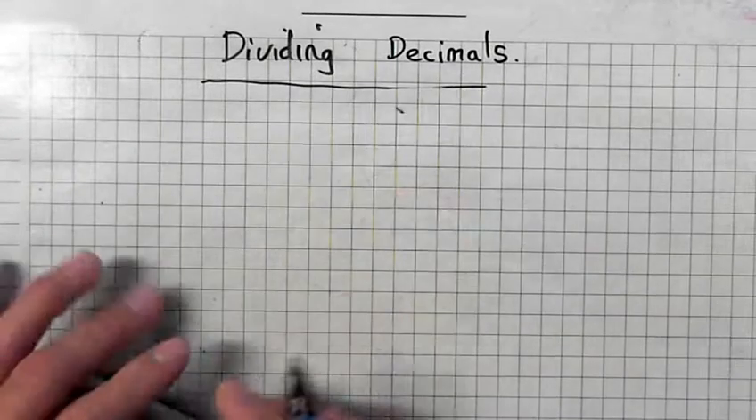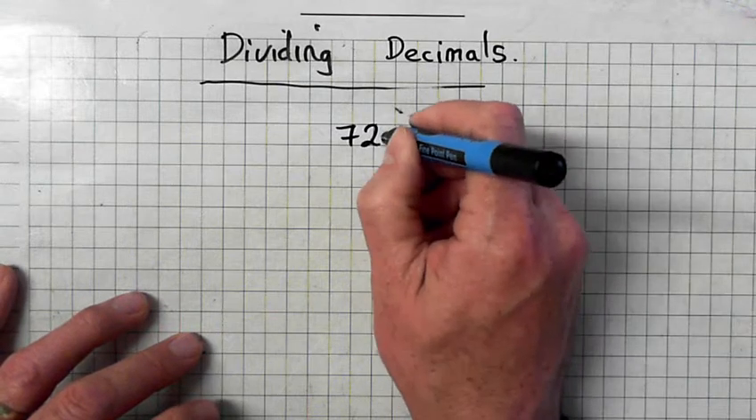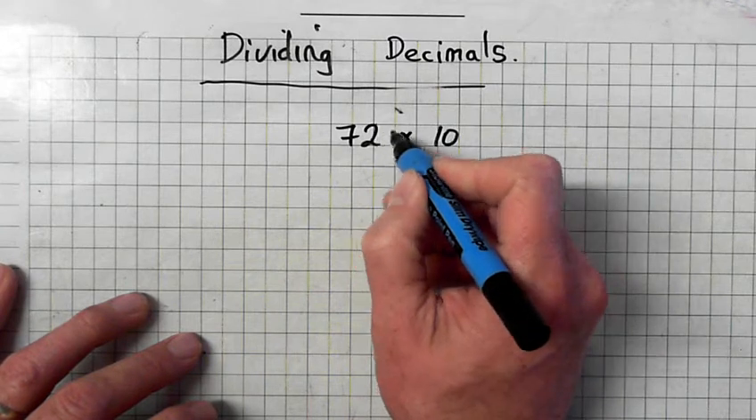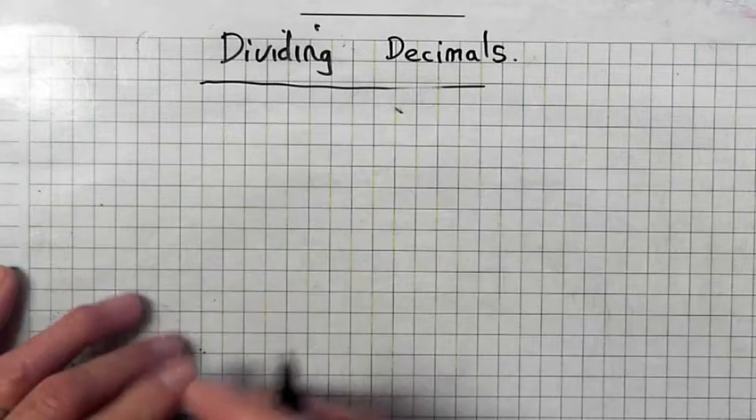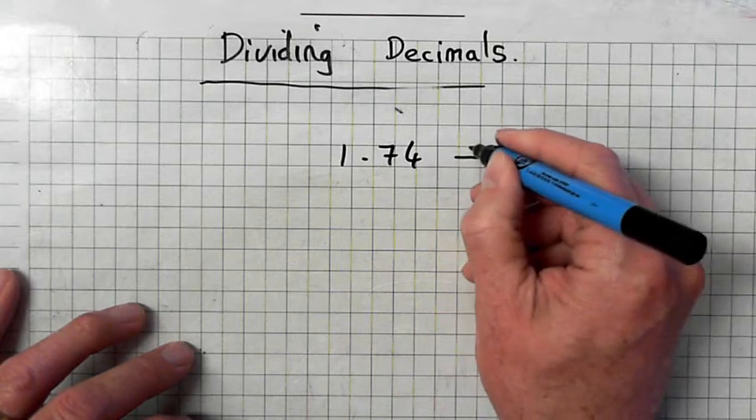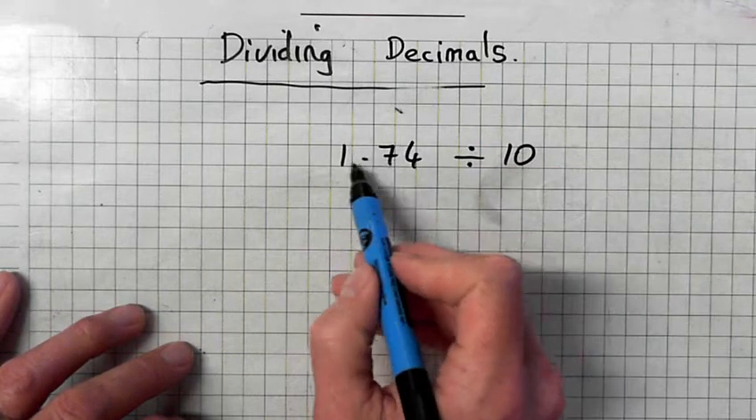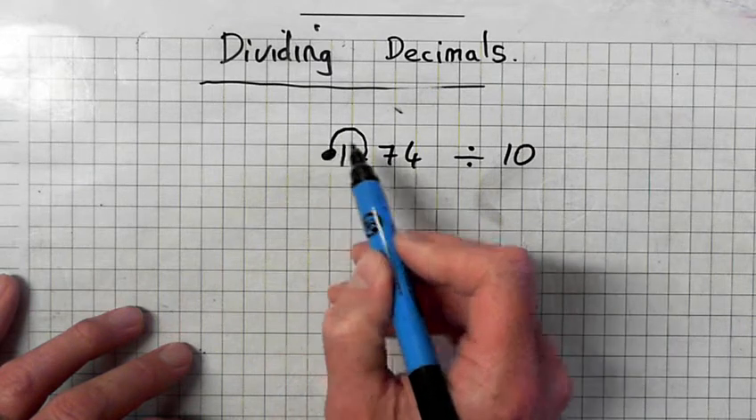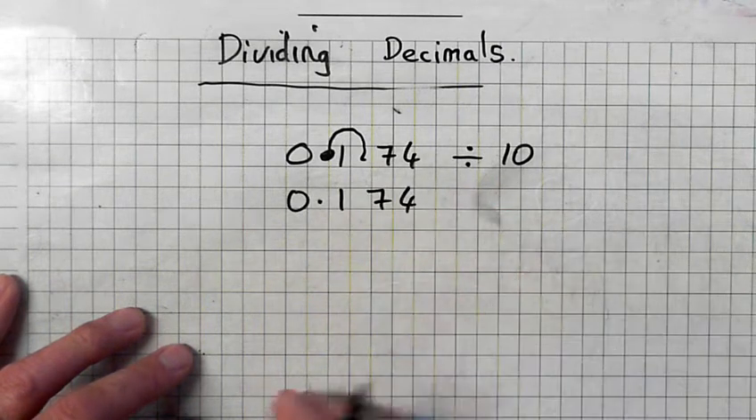Alright. So obviously we did that, 72 times 10. Decimal point is there. Does that make the 72 bigger or smaller? Bigger. Multiplication makes it bigger. So what's the answer? 720. If I have 1.74 divided by 10, is the 1.74 getting bigger or smaller? Smaller. Which way will I move the decimal point to make it smaller? 17.4. No, smaller. So what do I get? 0.174.